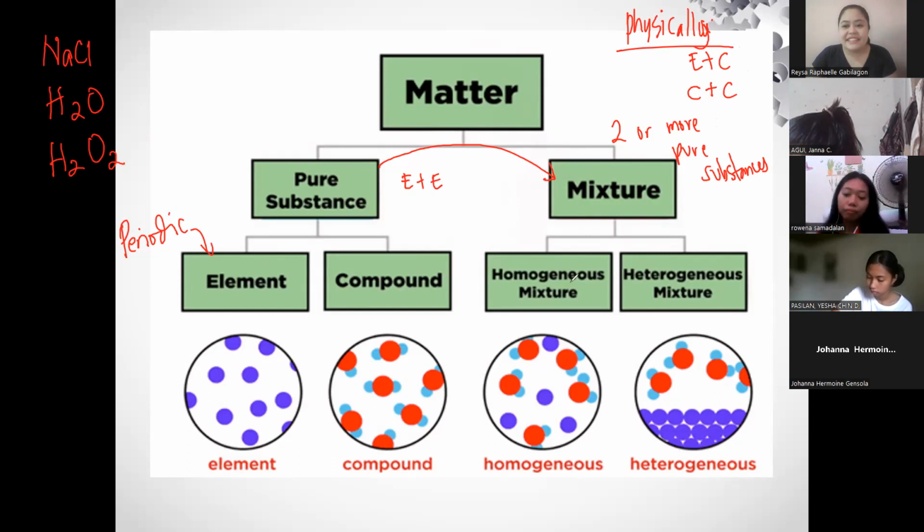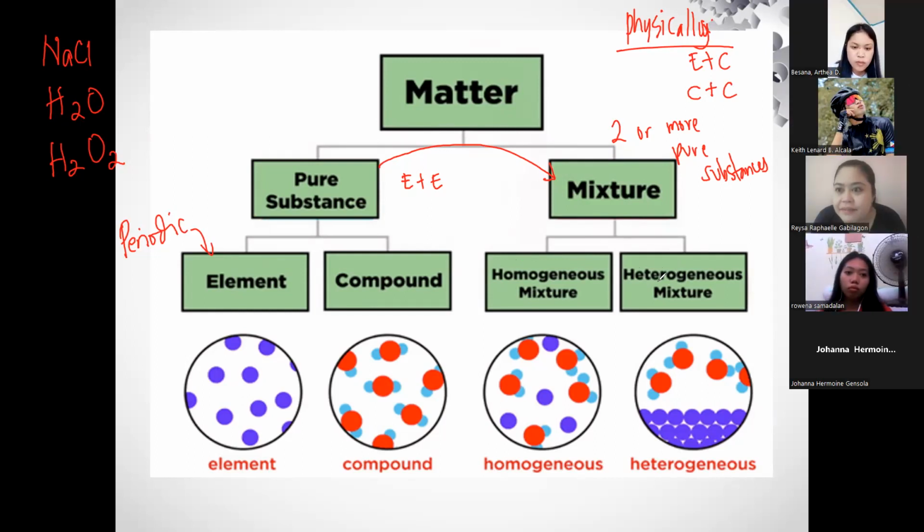Anyway, sige. Next, let's classify our mixtures. We have here homogeneous and heterogeneous. How are they different from each other? Let's differentiate them. Ano nyo malalaman na homogeneous and ano yung heterogeneous sa pagkakaalam ninyo?